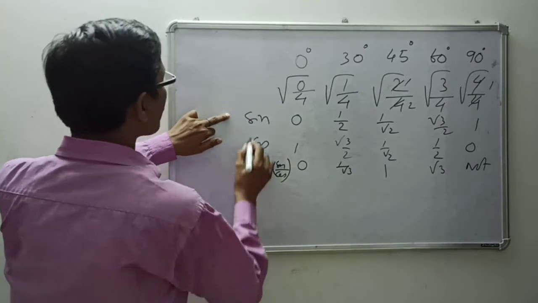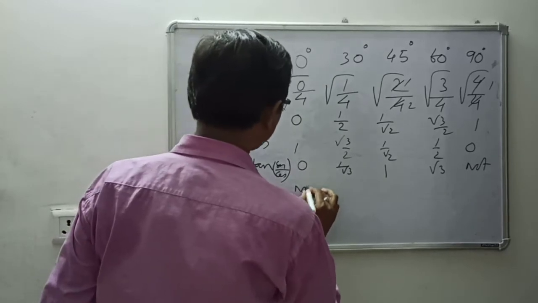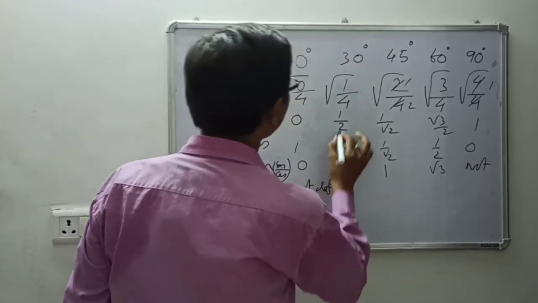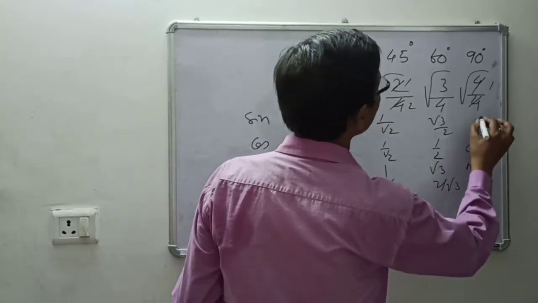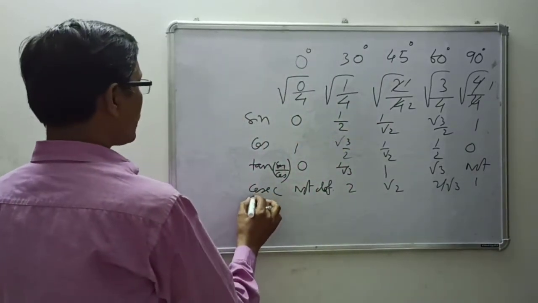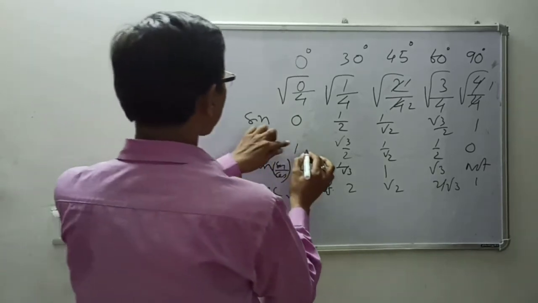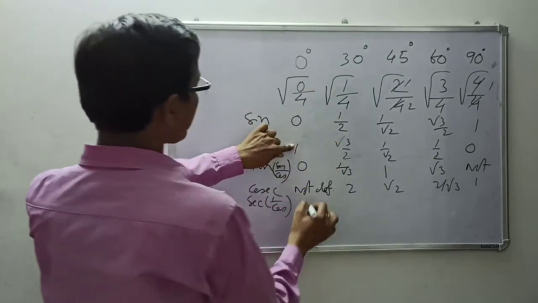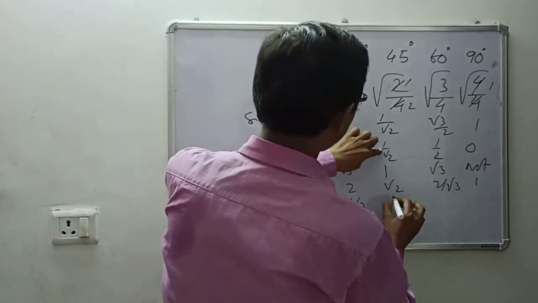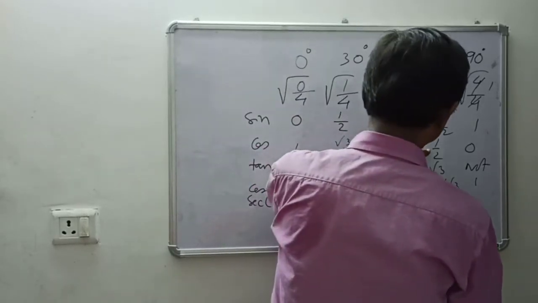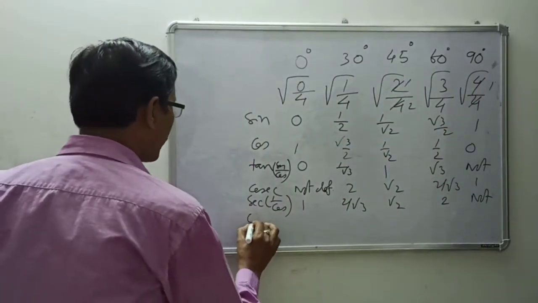Now the reciprocals. Sin reciprocal is cosec. Reciprocal of 0 is not defined. 1 by 2 reciprocal is 2. 1 by root 2 reciprocal will be root 2. Then 2 by root 3. 1 reciprocal is 1. Similarly, cosec means 1 by sine. Sec means 1 by cos. Cos at 0 is 1, so its reciprocal is 1. Then it will be 2 by root 3. 1 by root 2 reciprocal is root 2. 1 by 2 reciprocal is 2. Reciprocal of 0 is not defined. Sec is done.